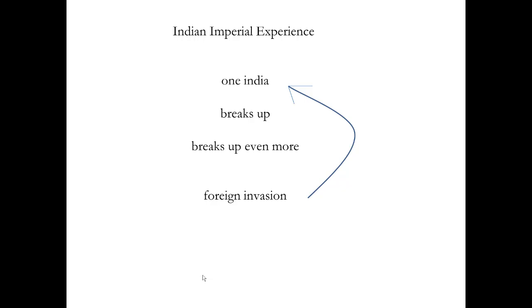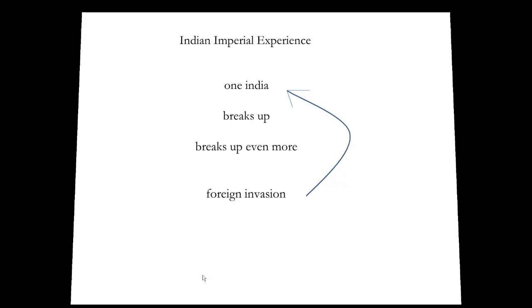So the Indian imperial experience, every couple hundred years this happens. One India, it breaks up into pieces. Those pieces break up into even more isolated pieces along cultural lines. And then sooner or later, a foreigner comes in, invades India, usually through the Hindu Kush, conquers and reunites most of the subcontinent, making, quote unquote, India again. And then the process begins again. 100 years later, it breaks up. Over the next 100 years, it breaks up into even more pieces. And then 100 years after that or so, a foreigner invades and puts it back together.